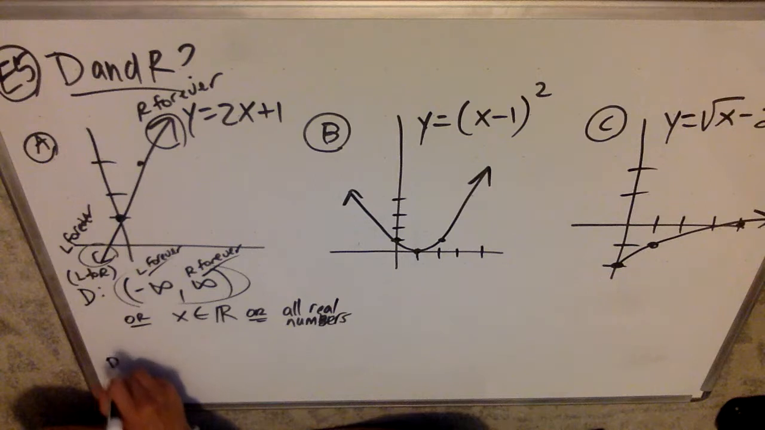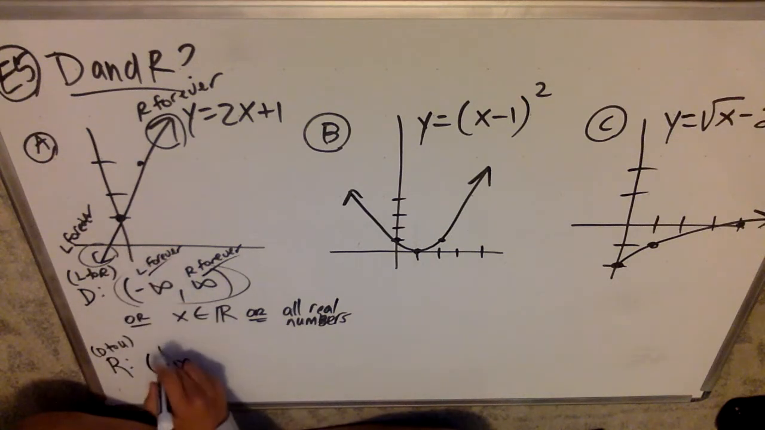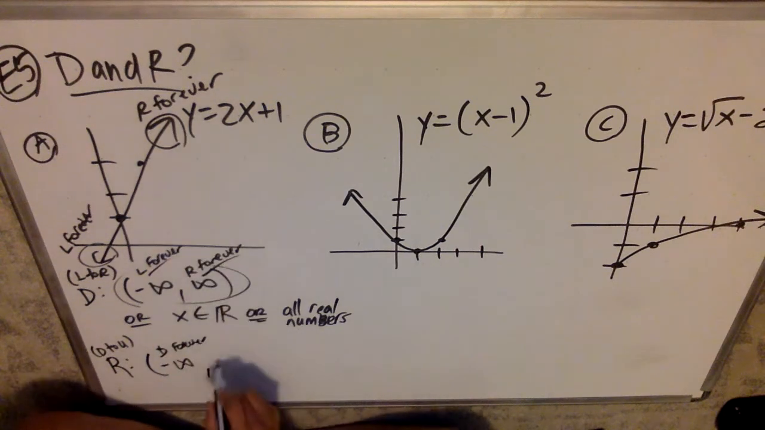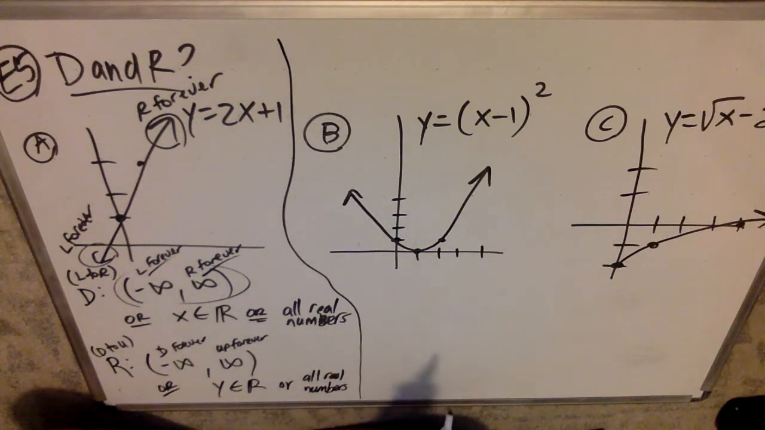For my range, I'm going down to up, because I want the lowest value first. This goes down forever, so that's negative infinity, and then this one goes up forever. So again, I get negative infinity to infinity. There are other ways to write that. You could write it as y is an element of reals. Notice it's a y because it's the range. Or you could write it as all real numbers. Again, the laziest, easiest thing to do is write negative infinity to infinity. All right, let's talk about B.